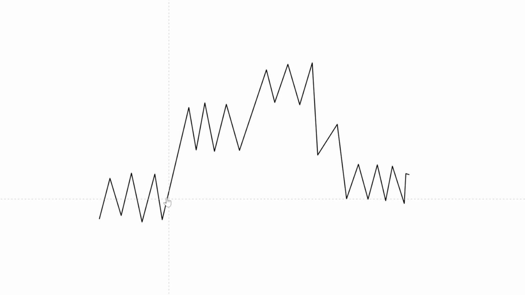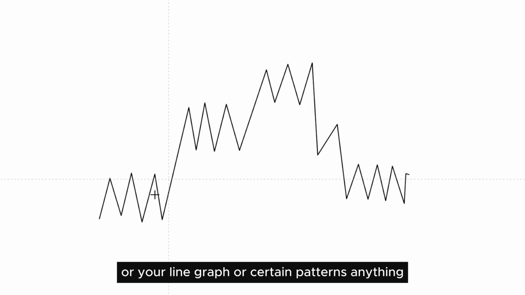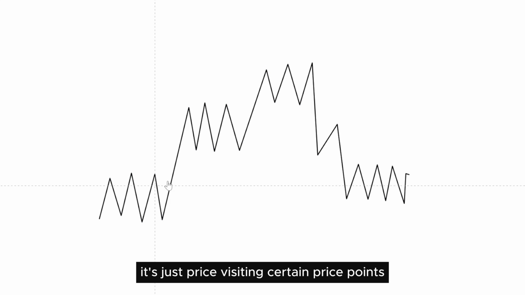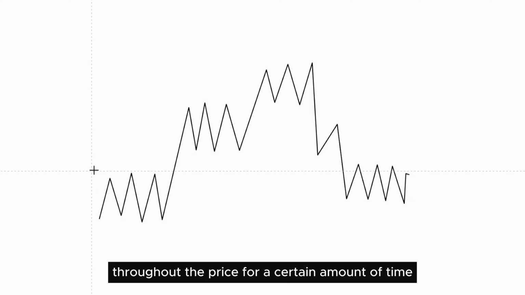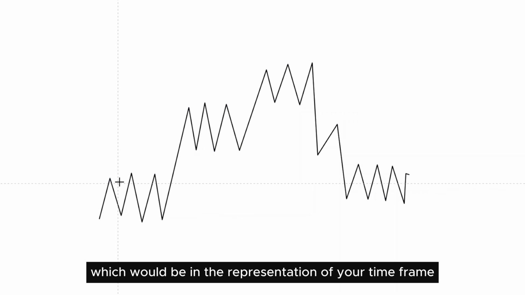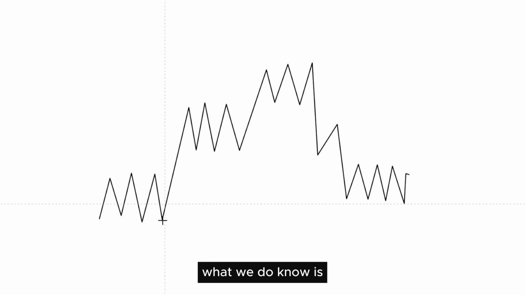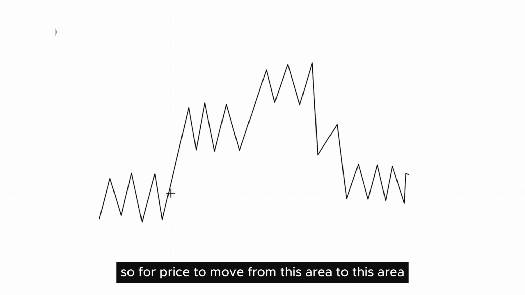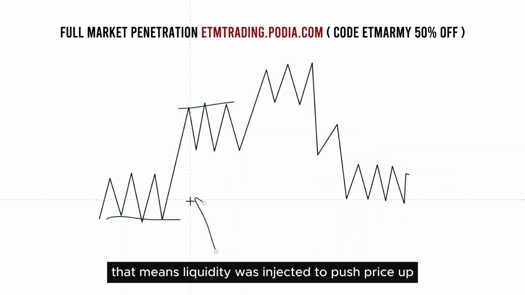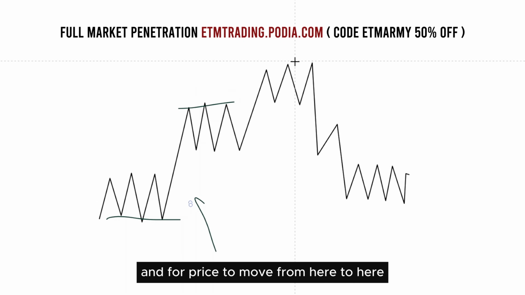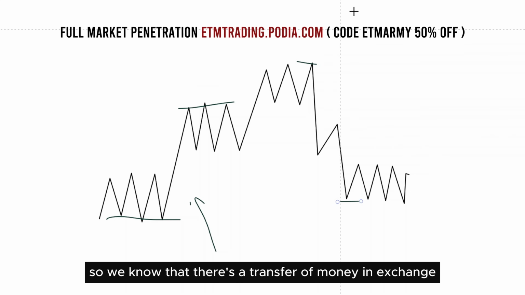So we know that the market usually moves in this sort of fashion. And again, what is price movement? Price movement is not about your candlesticks or your line graph or certain patterns, anything. It's just price visiting certain price points for a certain amount of time, which would be the representation of your time frame. So what do we know? What we do know is there's money injected for price to move. So for price to move from this area to this area, that means liquidity was injected to push price up. And for price to move from here to here, that means the institution sold. So we know that there's a transfer of money, an exchange.